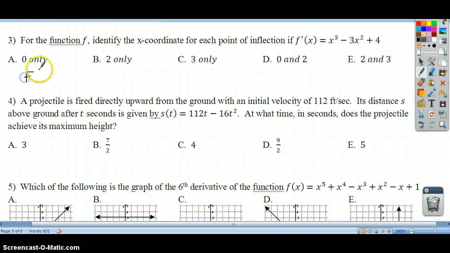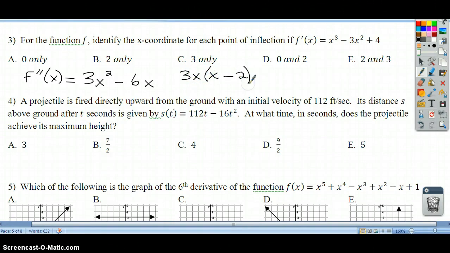So f double prime is 3x squared minus 6x. And that looks like it. So I want to set this equal to 0 to find the points of inflection. I'm going to factor first. Take a 3x out. So 3x equals 0 and x minus 2 equals 0. So the value that makes this 0, x would be 0 here. And then the value that makes this 0 would be 2. So our values are 0 and 2.